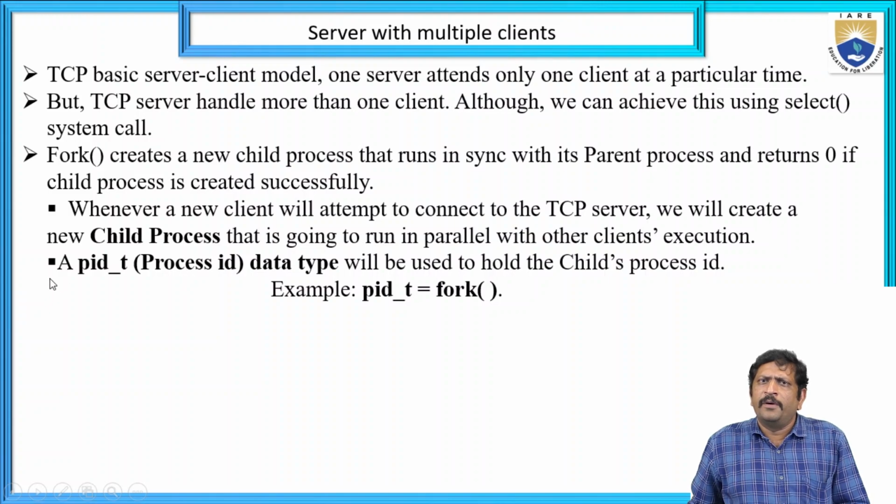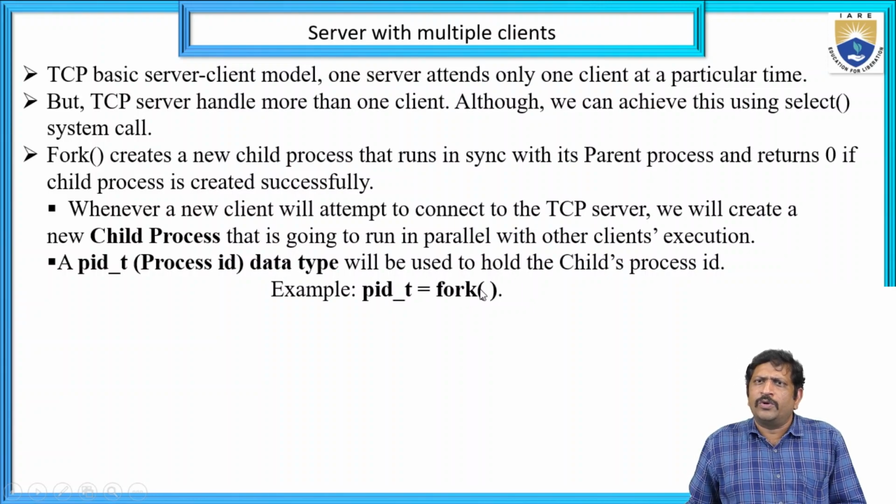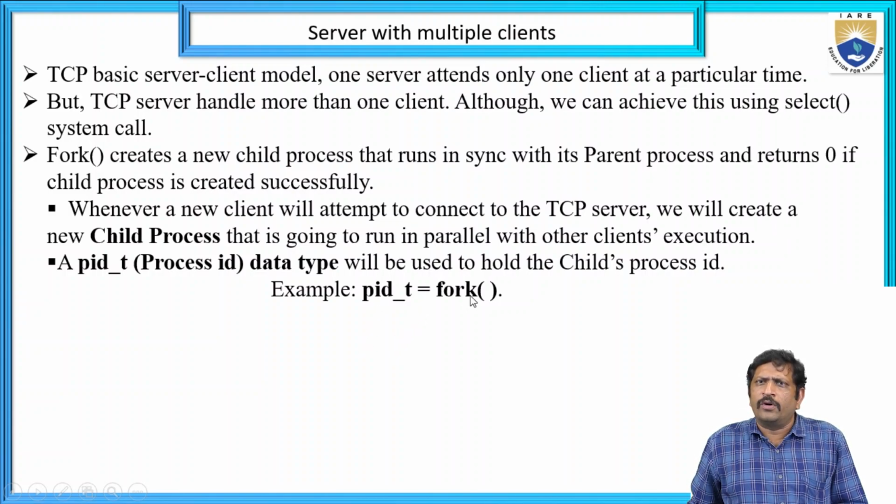Here is the process ID of a particular thread, that is, the PID. The data type will be used for holding the child process ID. For example, pid_t equals fork.